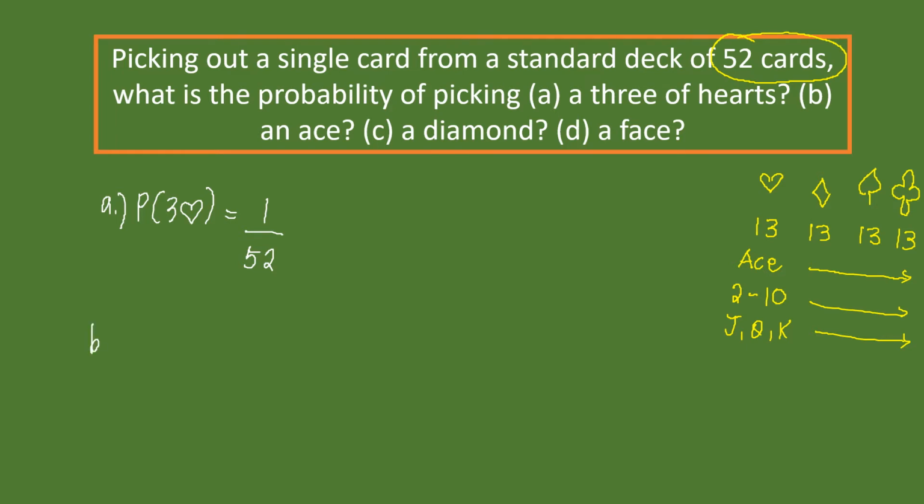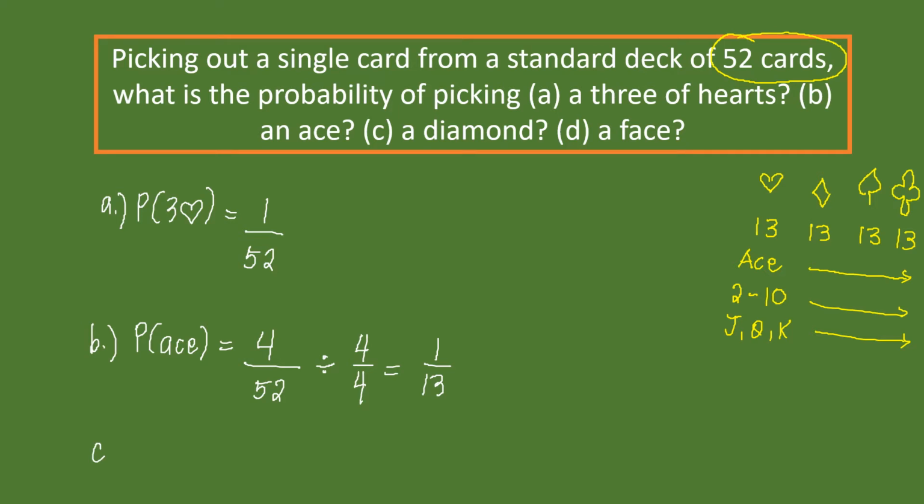Let us now move to the next one, the probability of getting an ace. Looking at our diagram, there are actually 1, 2, 3, 4 aces with 4 different suits. So I will put on the numerator the total number of occurrences per ace, which is 4, and the total number of possibilities in the deck of cards is 52. We can further simplify this by dividing the fraction by 4, and we will get 1 over 13.